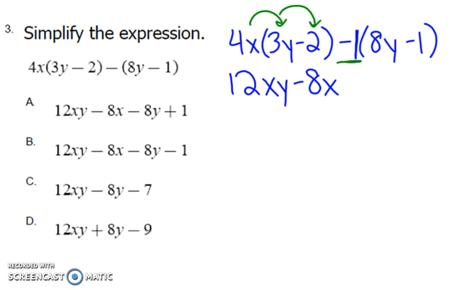Now I'm going to distribute a negative 1 to both pieces inside the parentheses. Well, negative 1 times 8y is negative 8y, and negative 1 times negative 1 is positive 1.